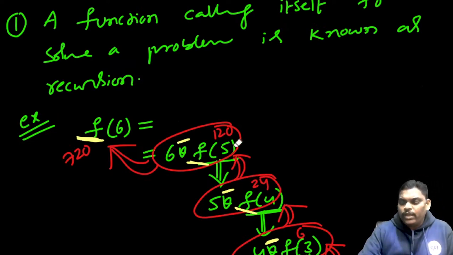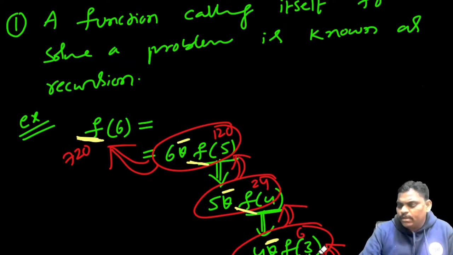6 into factorial of 5. Sir, if I don't know factorial of 5 also, recursion, what is the meaning? Do similar work: 5 into factorial of 4. Sir, if I know factorial of 4, then come back. If you know, come back. If you don't know, go down. Factorial of 4 also you don't know, go down.